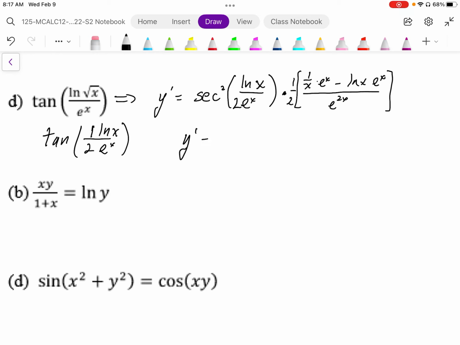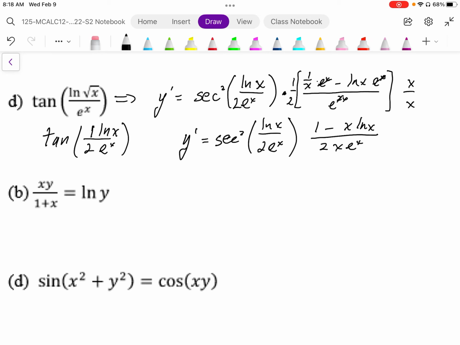So I get y prime is equal to secant squared of log x over 2 e to the x. Okay, this is not times, so it can't be algebraically simplified. Out here I'm going to simplify the e to the x's, and then I'm going to multiply everything by x over x, just to get rid of that divide by x. So I end up with 1 minus x log x. In the denominator, I have 2x e to the x.